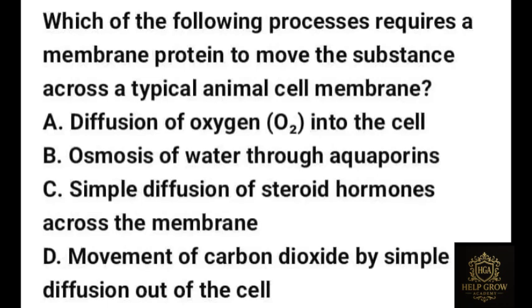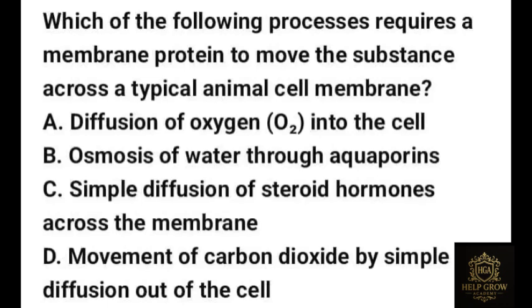The correct option here is option B, osmosis of water through aquaporins. Osmosis means the movement of water through a semi-permeable membrane from where there is more water to where there is less. In many cells, water passes through special proteins called aquaporins, which form small pores that allow water to move quickly in and out.